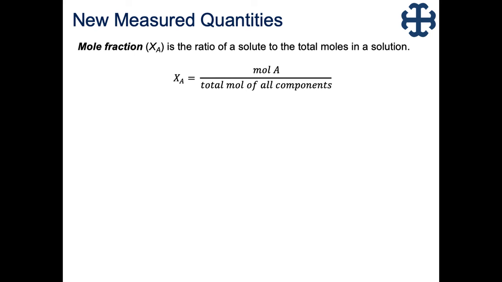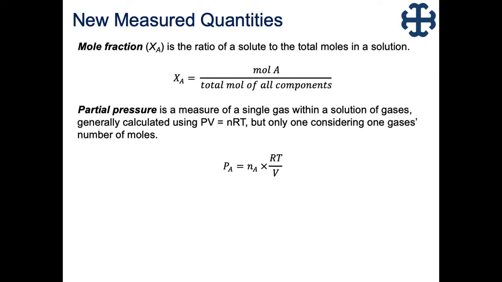So anytime we determine the mole fraction of something, we take the moles of whatever that compound is. In this case, I'm just saying A, so A can be any molecule or element, any compound. And we take that number and divide it by the total number of moles for all of our components. Okay? And things like mole fraction become important when we start to think about partial things.